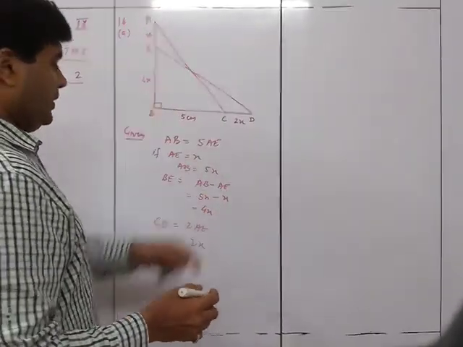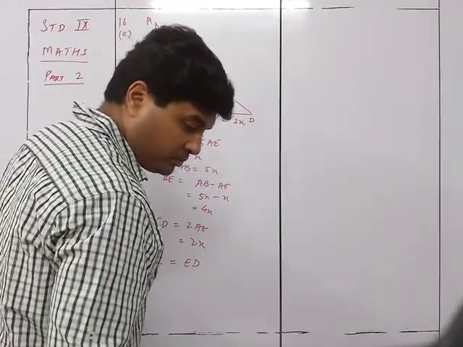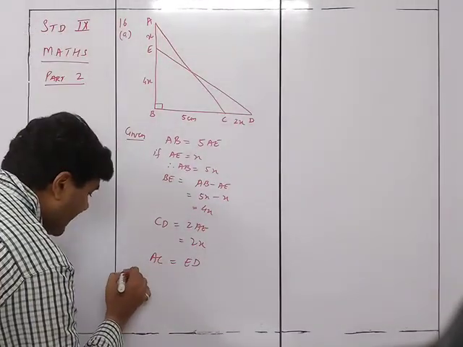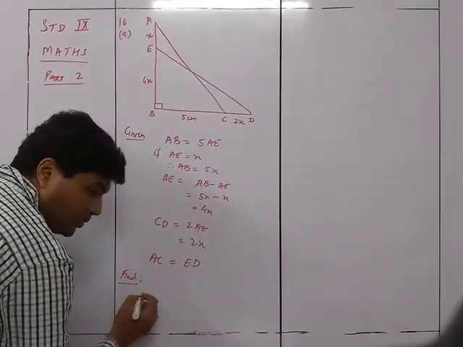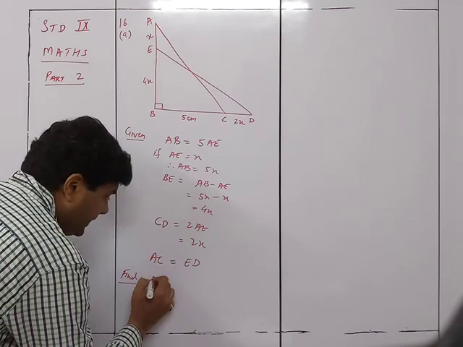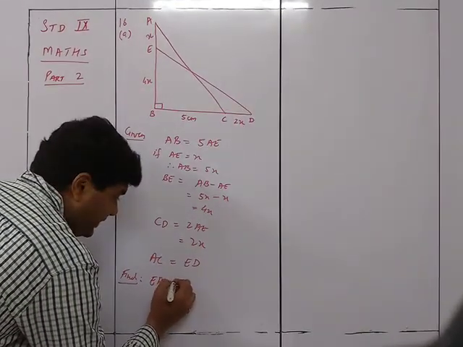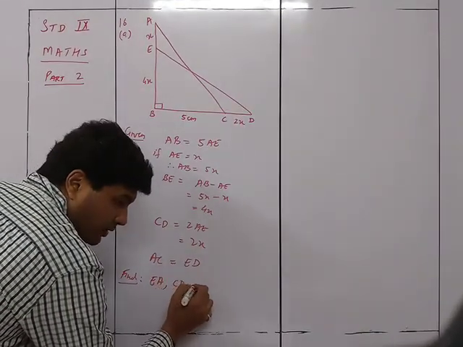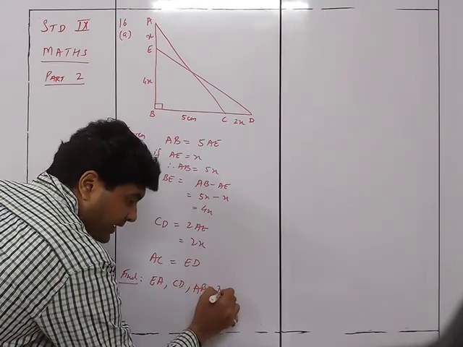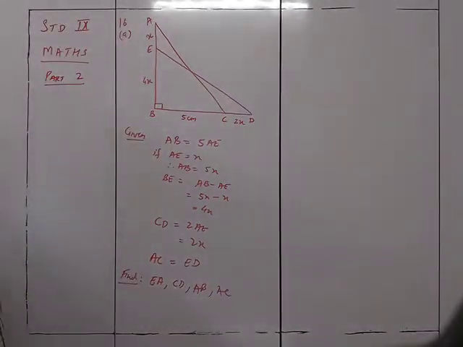Now let's see what do you need to find out. We need to find out 4 lengths. What is to be found out is EA, CD, AB and AC. Okay, these are the 4 things we need to find out.